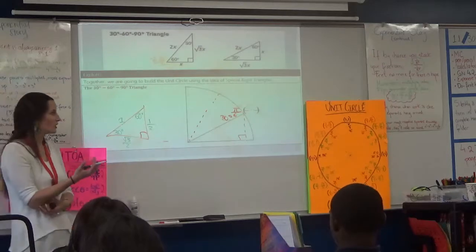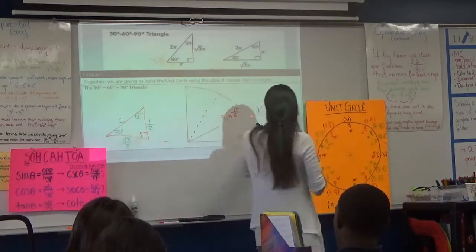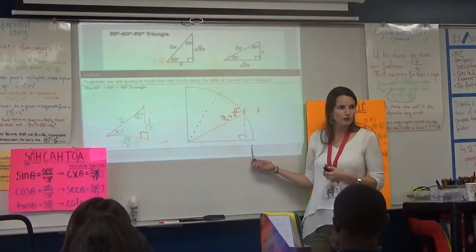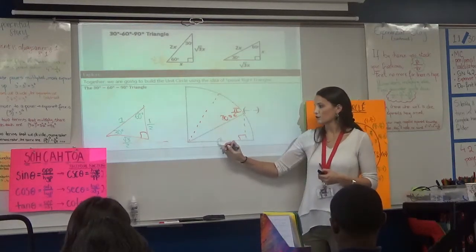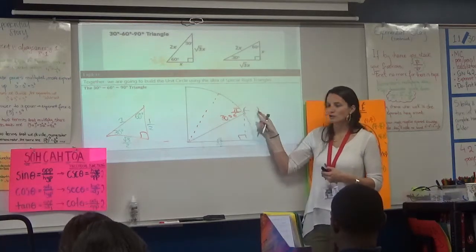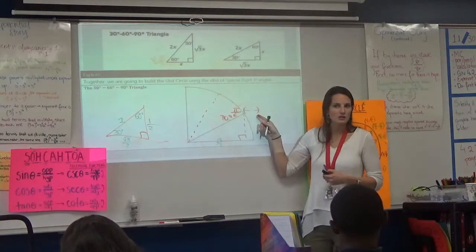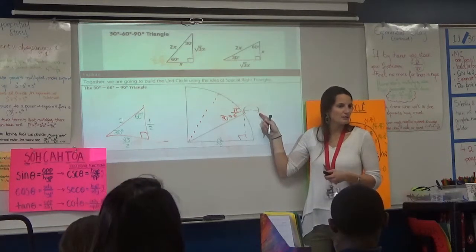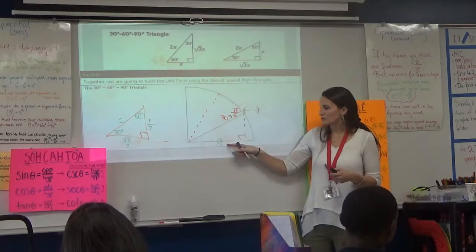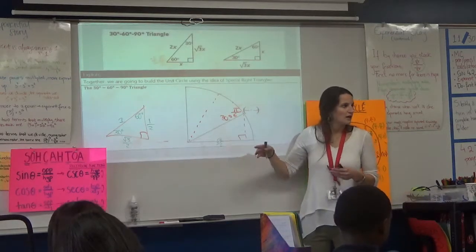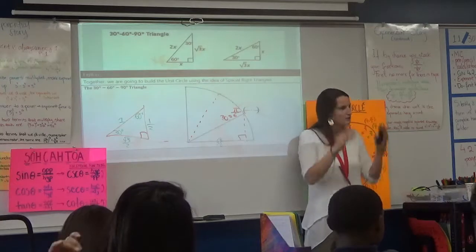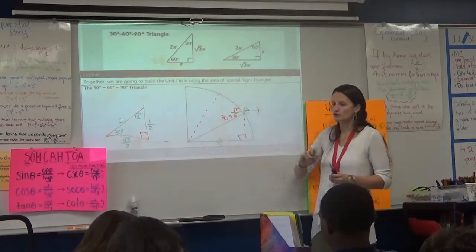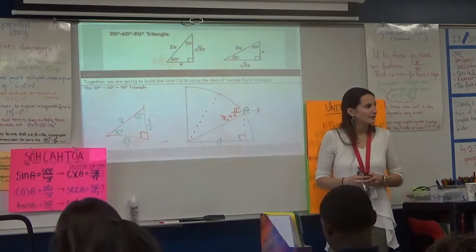Okay? And so on our coordinate, that means the distance I travel over is root 3 over 2, and so which coordinate is going to be root 3 over 2? Let's go with Tim. Is this root 3 over 2 representing our x or our y? X. So we're going to write it right here. Good job.